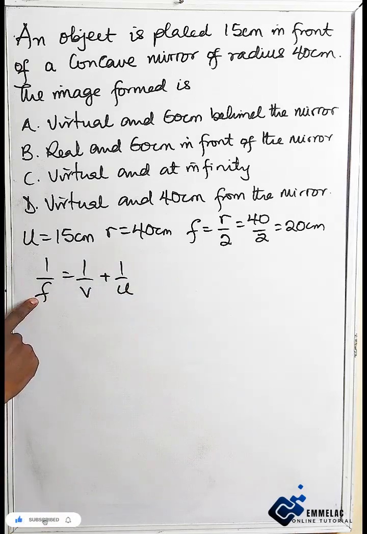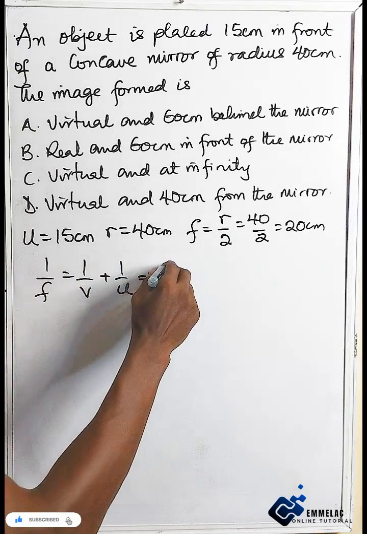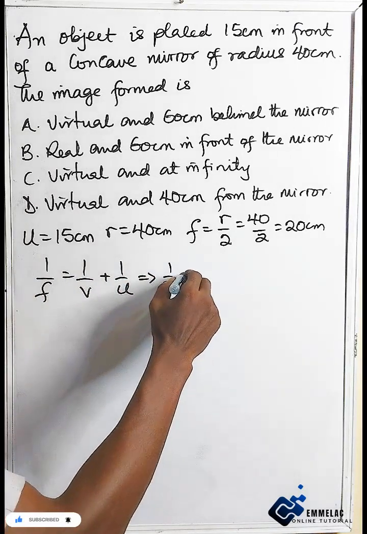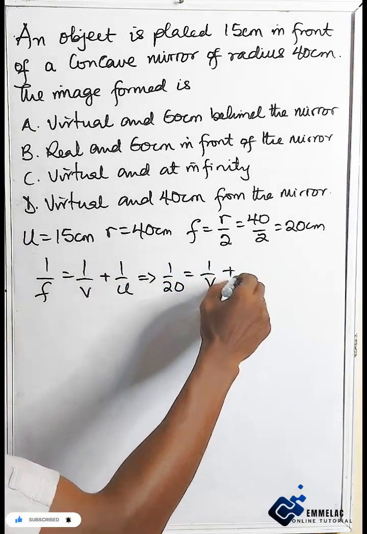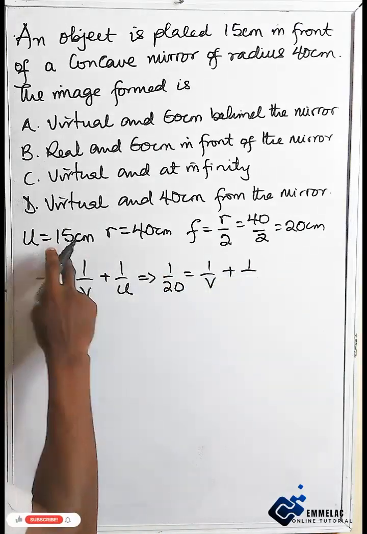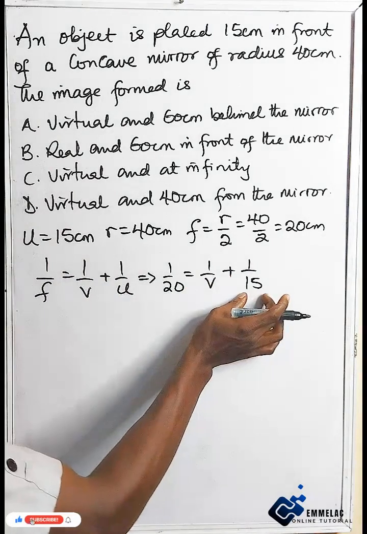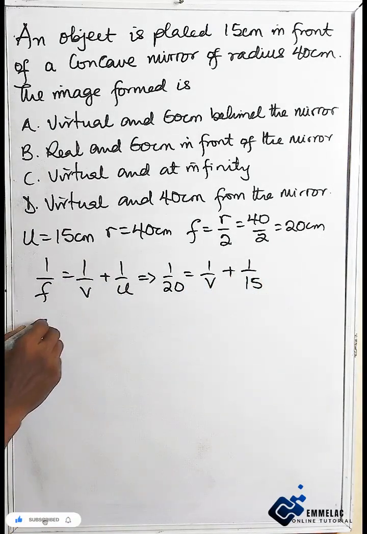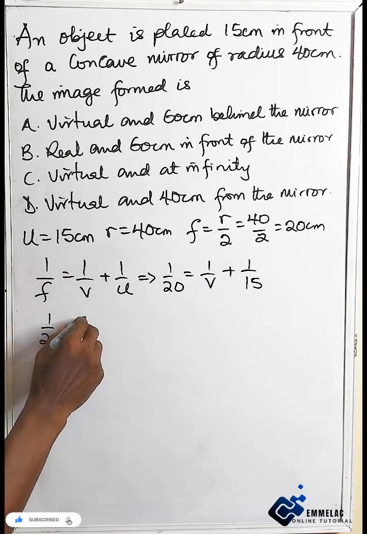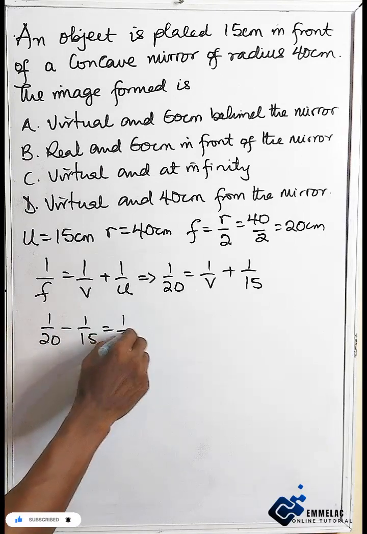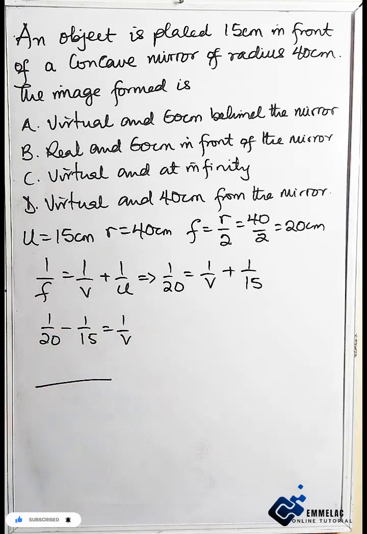Now our focal length here is 20, so this will give us 1 all over 20 equals 1 all over v plus 1 all over 15. Okay, so to this end, bringing 1 over 15 to the left hand side, you have 1 all over 20 minus 1 all over 15 equals 1 all over v. Finding the LCM here should be 60.